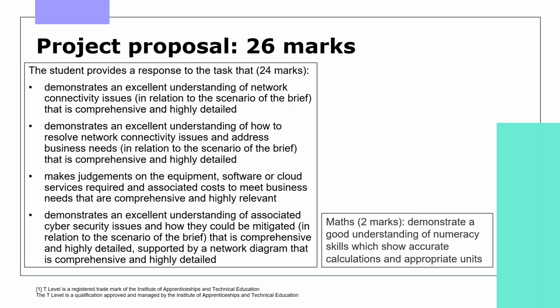The project proposal is worth 26 marks in total, with 2 of those marks assessing the student's mathematical skills, and shown on screen are the highest band marking descriptors. And then there's the 4 marks for the use of English skills, which is assessed across tasks 2 to 4.